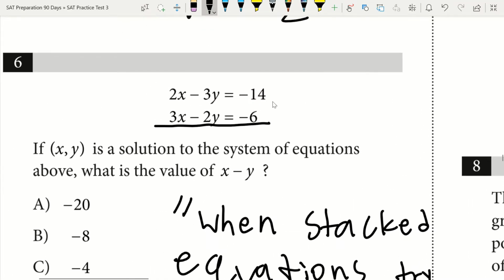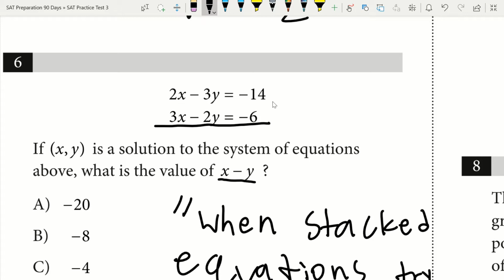Whenever there's stacked equations, I never rewrite them. I just work right here. So the question is, if (x, y) is a solution to the system of equations above, what is the value of x minus y? What I'm looking to do is to get x minus y. I'm not looking to eliminate one variable in this situation because I'm asked for x minus y. If I was asked for the value of x or y or negative x, then I'd be looking to eliminate my other variable that I don't need. But in this case, I need x minus y, so I'm going to look to end with x minus y.